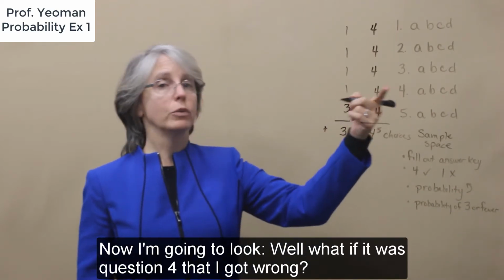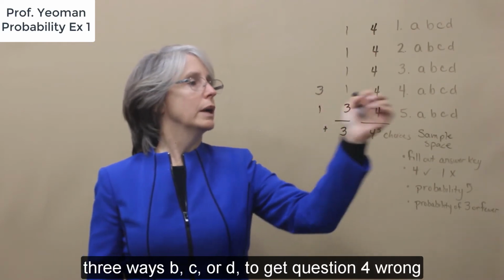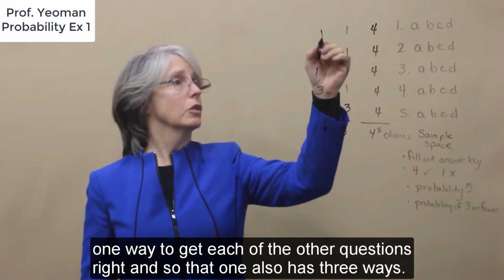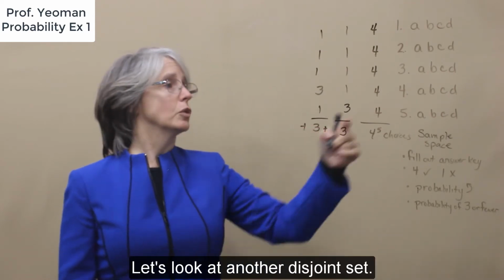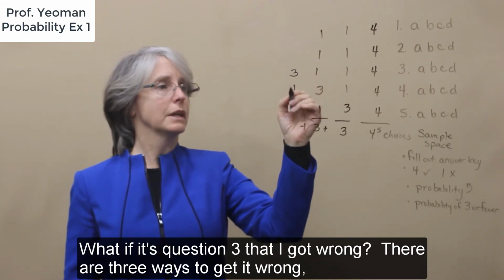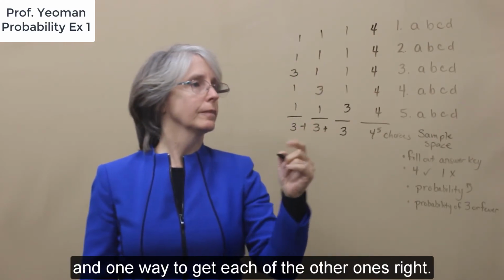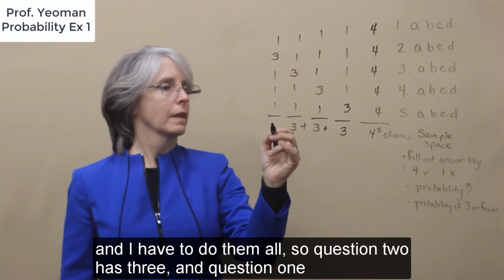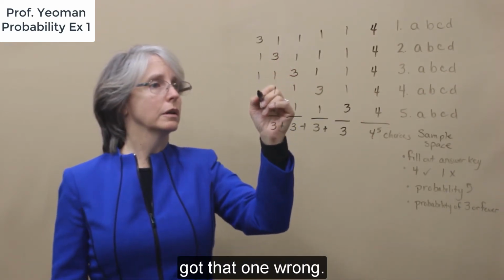Now I'm going to look, well, what if it was question 4 that I got wrong? Then there's 1 choice to get this one right, 3 ways, like B, C, or D, to get question 4 wrong, 1 way to get each of the other questions right. And so that one also has 3 ways. And let's look at another disjoint set. What if it's question 3 that I got wrong? There were 3 ways to get it wrong, and 1 way to get each of the other ones right. And I have to do them all. So question 2 has 3, and question 1, if I got that one wrong.